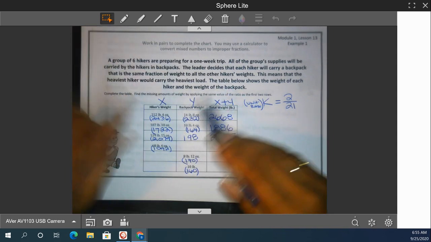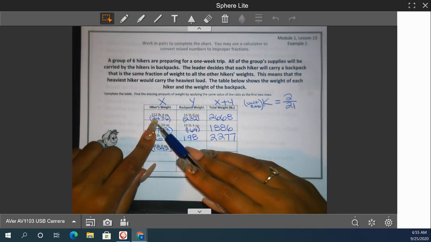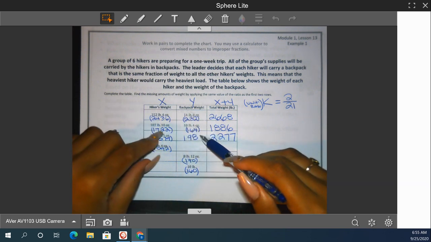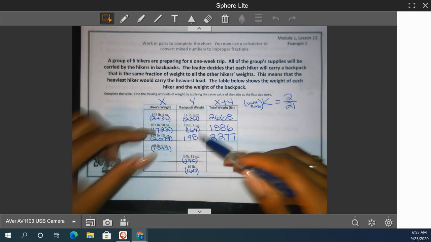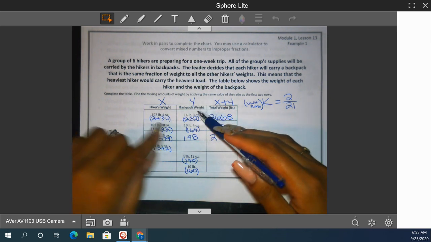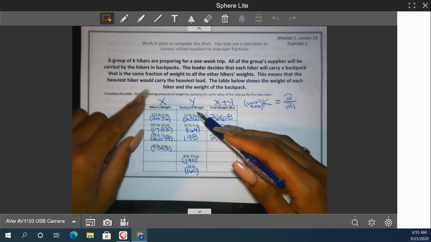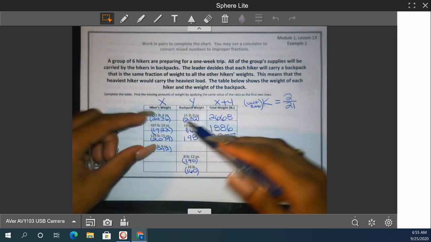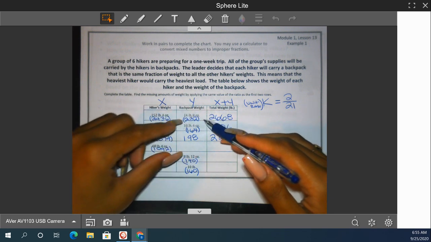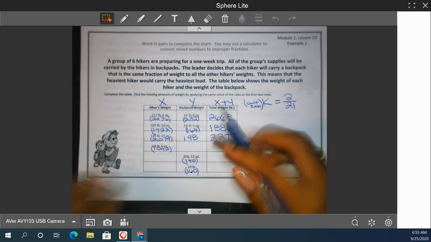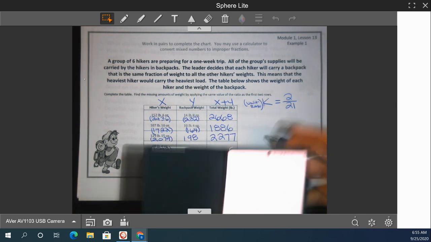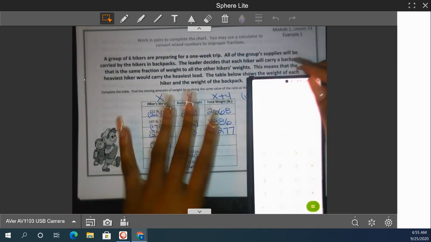Now remember, you had to convert the pounds and also ounces. You have to convert everything into ounces. So these numbers that are in parentheses, those are the actual total number of ounces. So basically, hiker's weight in ounces is all the numbers in parentheses, and the backpack weight in parentheses is the ounces. Okay. So if you don't remember how to find the ounces, I'll put my calculator here so I can show you.